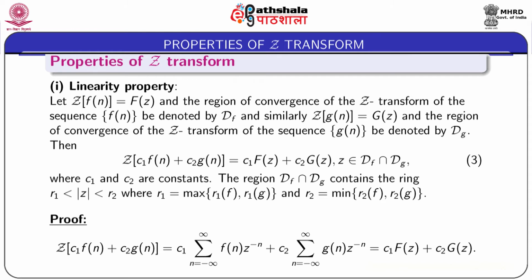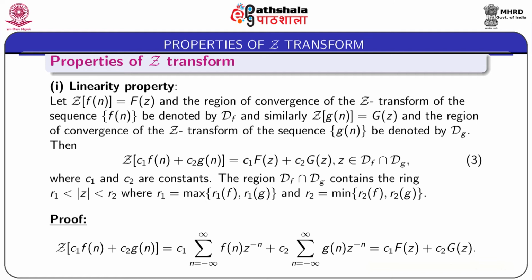Then Z transform of the function C1 f(n) plus C2 g(n) is equal to C1 F(z) plus C2 G(z), z belonging to Df intersection Dg, as given by equation 3. Here C1 and C2 are constants, and the region Df intersection Dg contains the ring R1 less than mod z less than R2, where R1 is the maximum of R1f and R1g and R2 is the minimum of R2f and R2g.